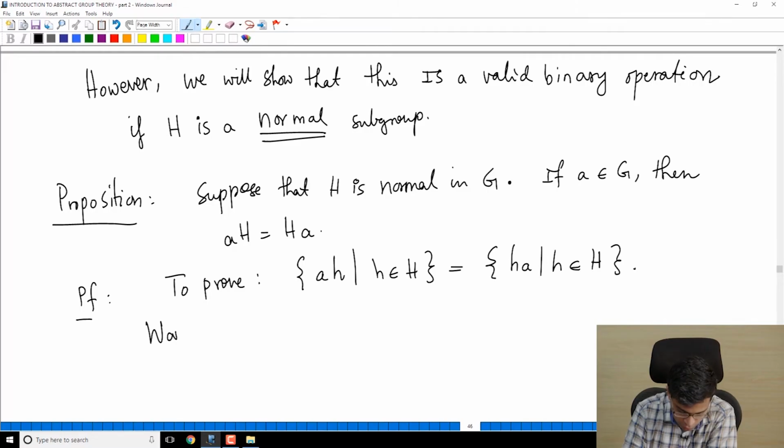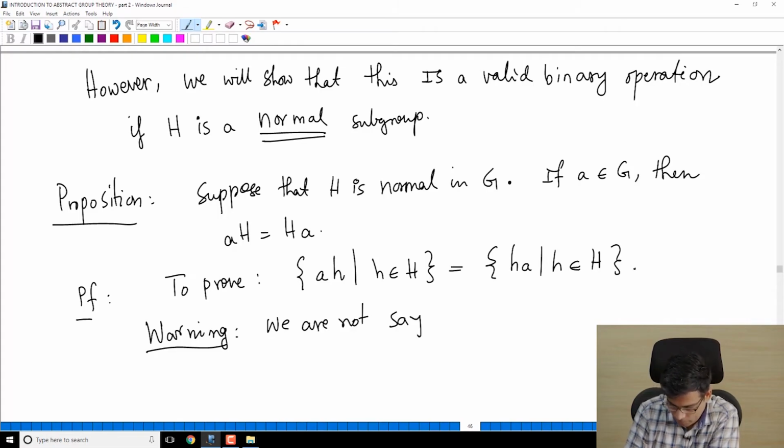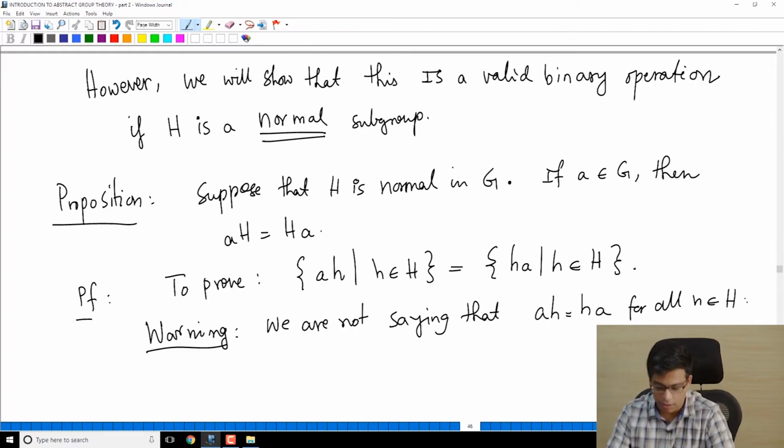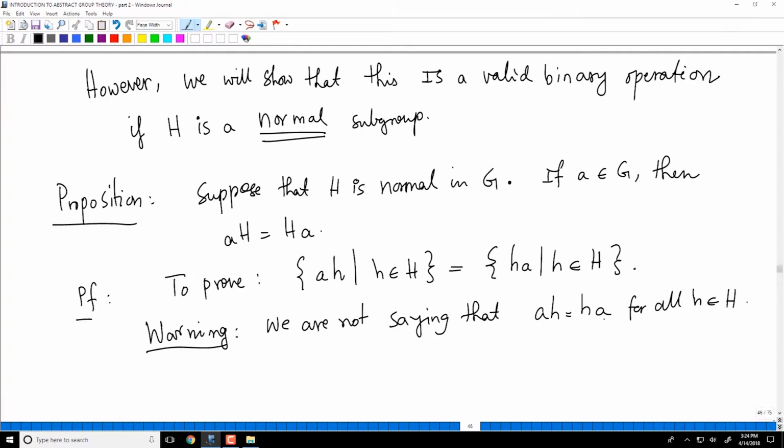So an important warning for you, we are not saying ah equals ha. In other words, if I replace capital H by small h here, I can't say this. See, this is too much to expect. This is saying that if this happens for every a, this means that h is in the center of a group, if you recall the definition of center of a group. But H can be normal and not be in the center of a group. So I'm not saying this.